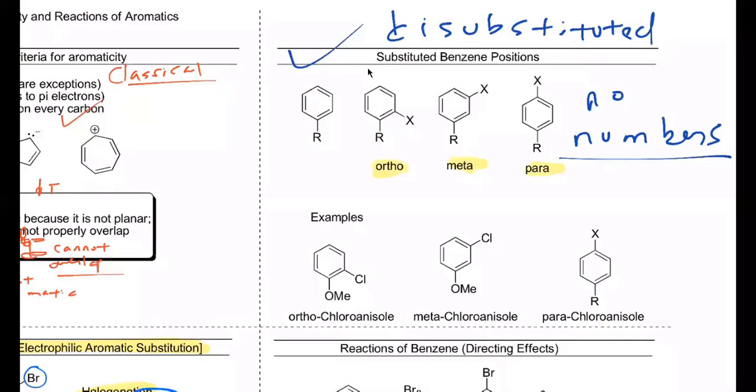So ortho is the same as something that's 1,2 disubstituted. You see the two groups are right next to each other. And then meta is like a 1,3 disubstituted benzene. And then para is 1,4. But you don't use the numbers, you use the name: ortho, meta, or para.